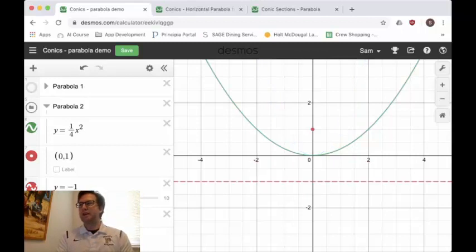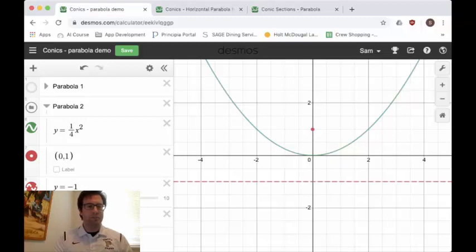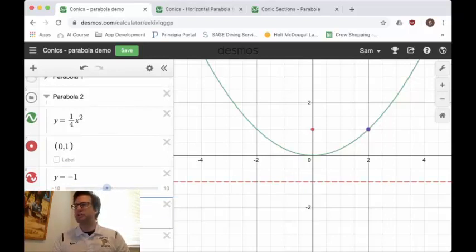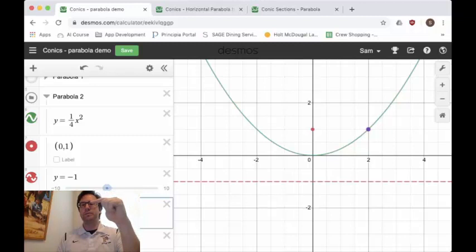Okay. So this new parabola is a little bit wider, which means it's been vertically shrunk, but the focus and directrix are further away. And I like this parabola because it's pretty easy to see that one of the points on the parabola is the point 2, 1. And I'll just plot that point here on the screen. Okay, so you can see that point 2, 1, and that point is 2 away from the focus. It's also 2 away from the directrix.